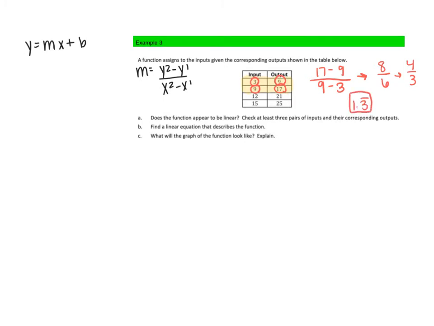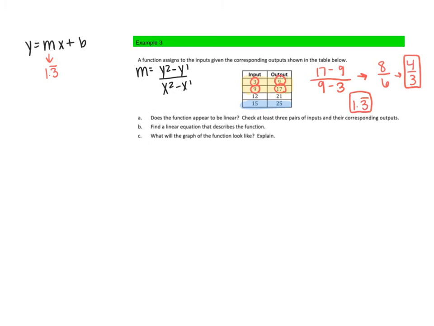So it's up to you if you want to choose that or choose this as your slope. But now we know that our slope is 1.3 repeating. And I'm going to look for it and try to find my b value now. So now I'm going to plug in any value in this table. I'll use this bottom one.